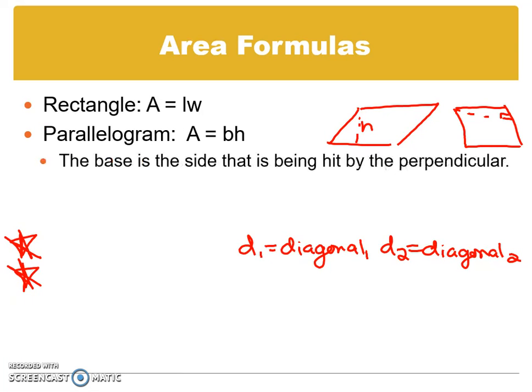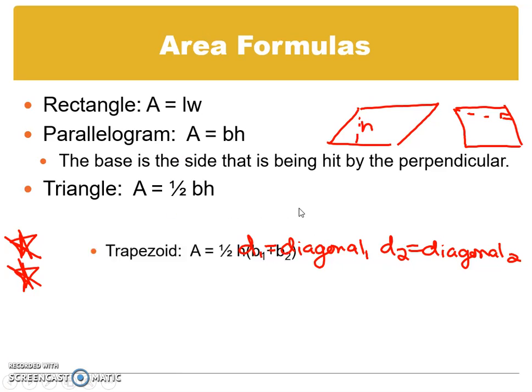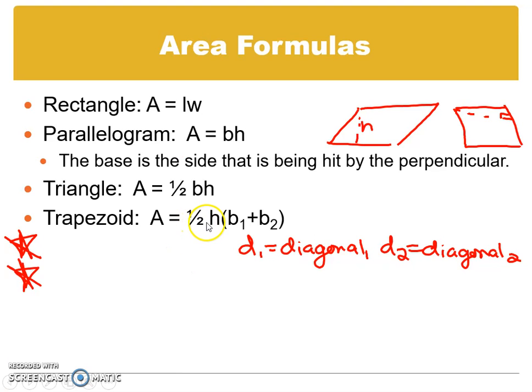So let's take a look at the area formulas. Rectangle: area is length times width. Parallelogram: area is base times height. The height is always perpendicular to the base and makes a 90-degree angle. So the base is the side that is being hit by the perpendicular, right? Triangle: area is half times base times height. Trapezoid: half times height, parentheses base 1 plus base 2. So these are all the area formulas for quadrilaterals.